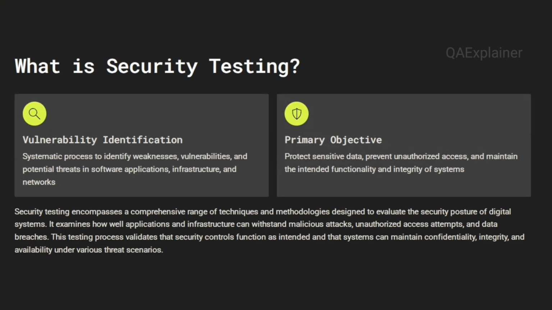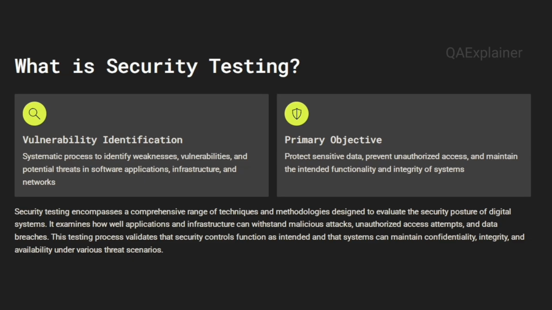Now, what is security testing? Let me tell you here. The primary objective of security testing is to protect sensitive data, prevent unauthorized access, and maintain the functionality and integrity of the system. That is the primary and core objective. Along with that, it also has vulnerability identification. Here we are identifying the weaknesses or vulnerabilities in our system, and we are also checking the potential threats that may come in the future due to the software application, software infrastructure, or network. So these two are the main and core components of security testing.